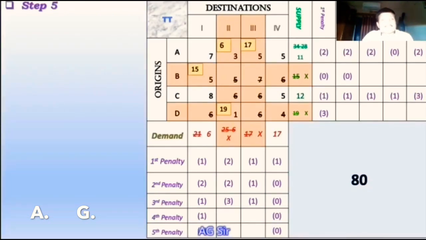So let us move towards step 5. In this case, we are left with a 2 by 2 matrix where we are left with 2 rows A and C and 2 columns 1 and 4.